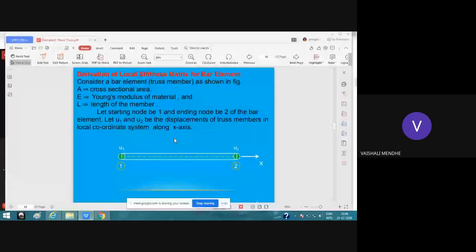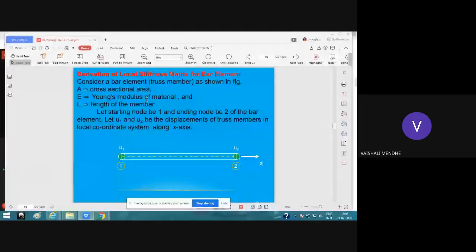This is the derivation of the local stiffness matrix for a bar element. Local means member. Using this derivation we will find the stiffness matrix for a bar element, meaning a truss member. We'll consider any truss member, and for that member we will derive the stiffness matrix along the local direction, along the local or member axis.